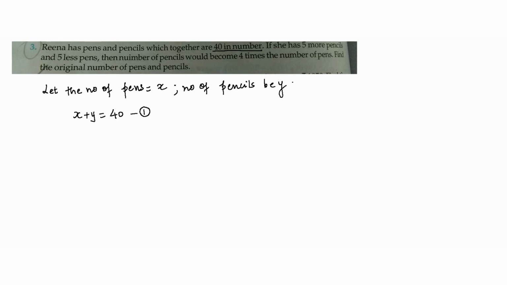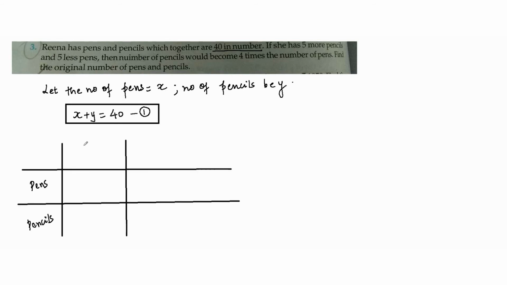This is the first equation. Now let's see what else is given. If she had 5 more pencils and 5 fewer pens. So let's make a nice table out of this. Right now she has x pens and y pencils. According to the given condition, 5 more pencils means the pencils are y plus 5, and 5 fewer pens means the pens are x minus 5, right? So this is the new condition that is given.